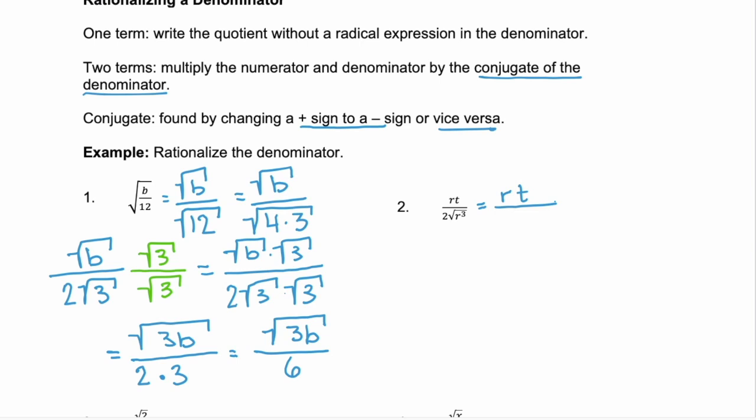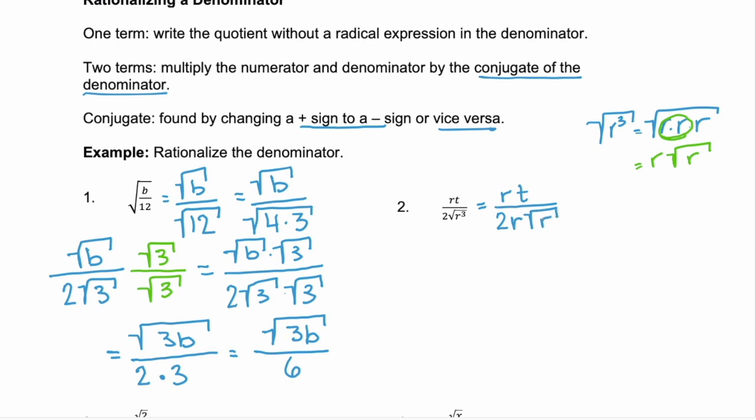Now, what about our denominator? We leave the 2 alone, but the square root of r cubed. We can take the square root of r cubed because the square root of r cubed is the same as the square root of r times r times r. So this grouping of r's would come out and we'd have r square root of r. So our denominator becomes 2r times the square root of r.